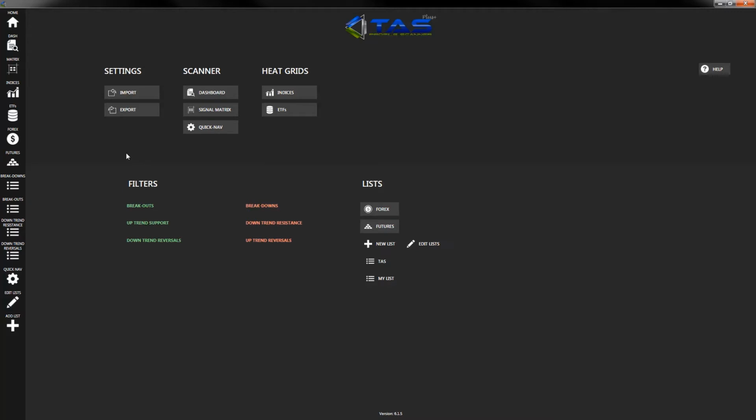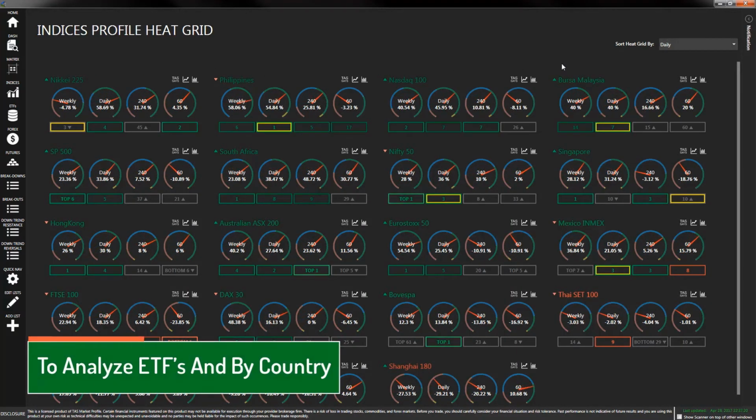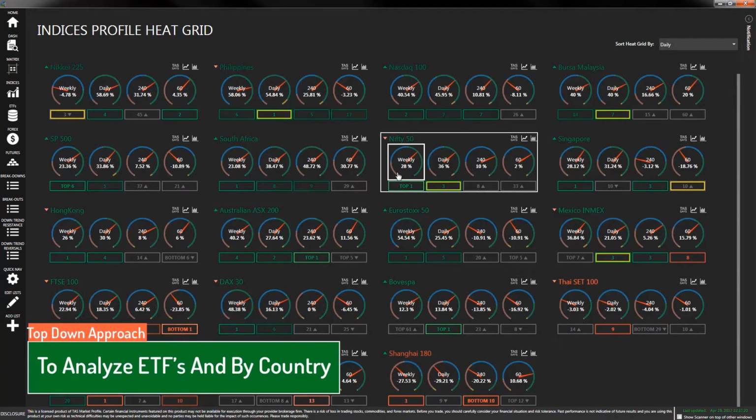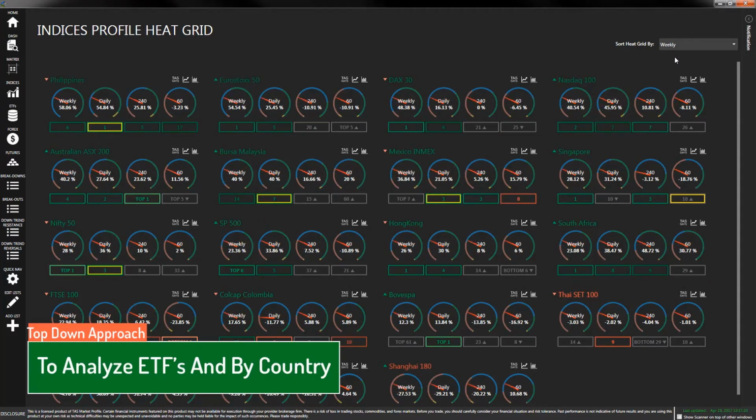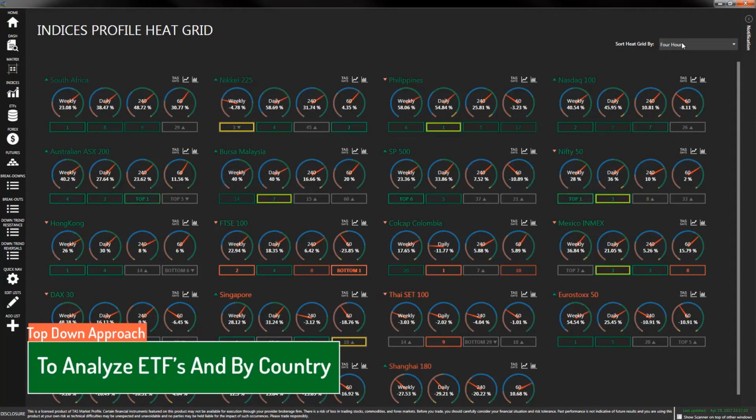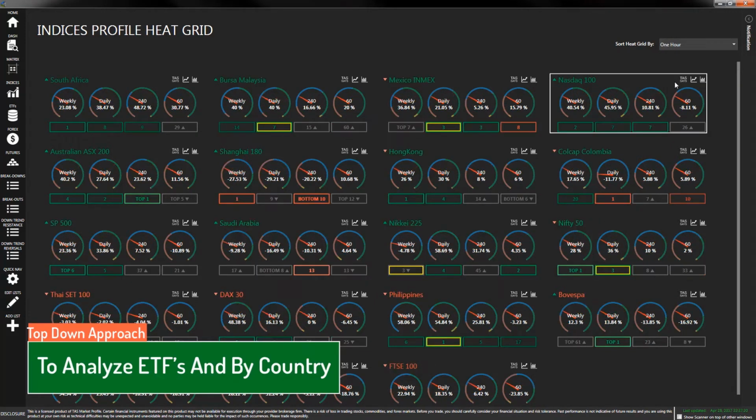The Profile Scanner offers a complete product suite for a top-down analysis also. The top-down review starts by going to the indices page. You will find the summary profile analysis for 17 stock markets as well as the S&P and NASDAQ. For the US market only, we also offer analysis for the most liquid ETFs. We call this page the heat grid.